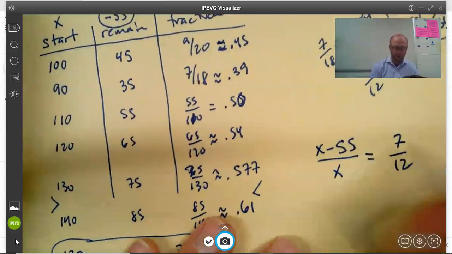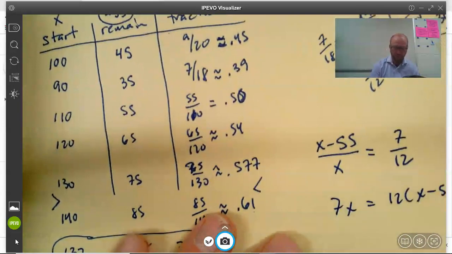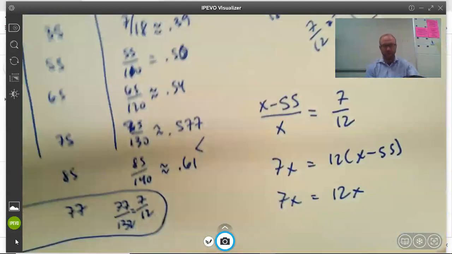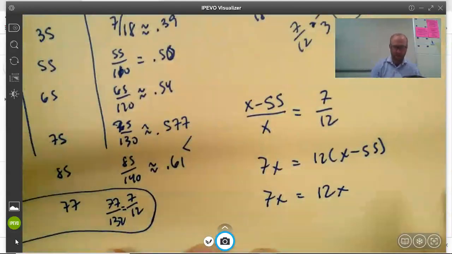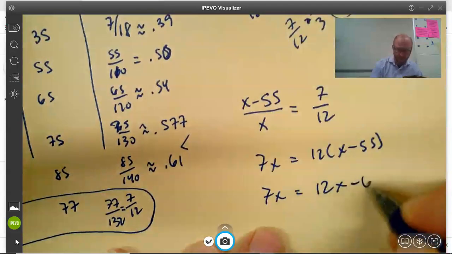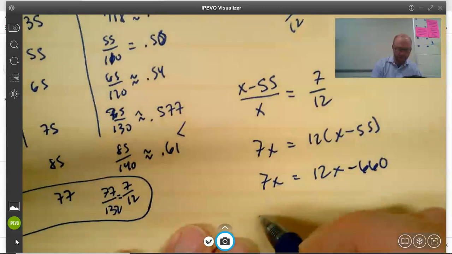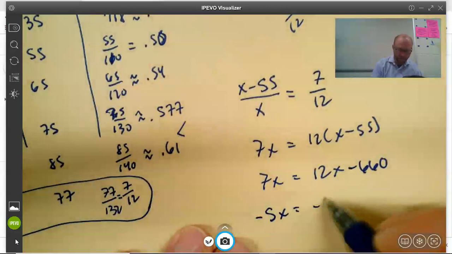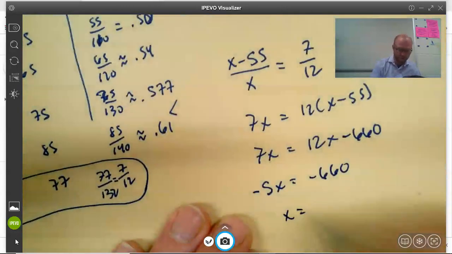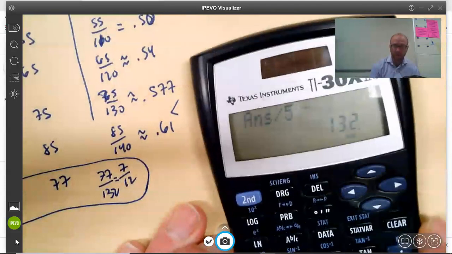And it's a little matter of cross multiplying here. We have 7x and 12 times x minus 55, so 7x equals 12x, and do a little distributive property thing over here. 12 times negative 55, so I'll use my calculator for that one. 55 times 12 is 660, so that's minus 660. And then I will subtract 12x from each side. That gives me negative 5x equals negative 660. And I'll divide both sides by negative 5, and we get 132.